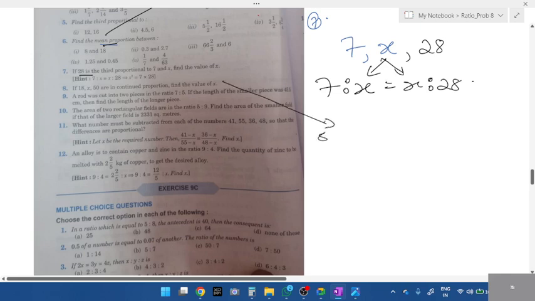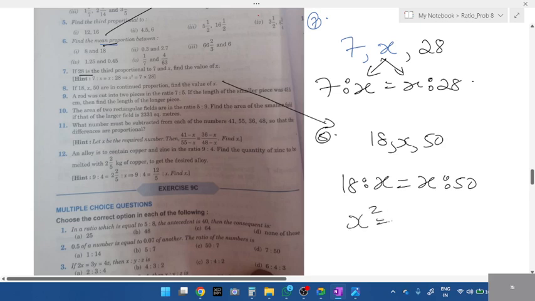Revise later. 8th question: if 18, x, 50 are in continued proportion, find the value of x. Only 3 terms are there. How do you solve this? 18 is to x is equal to x is to 50. x into x is x square, equal to 18 into 50. Factorize this. I taught you how to factorize. Just copy this equation, students. Try it later.